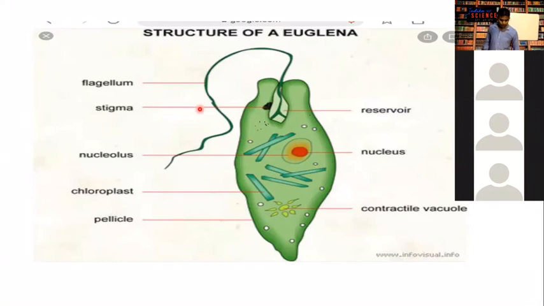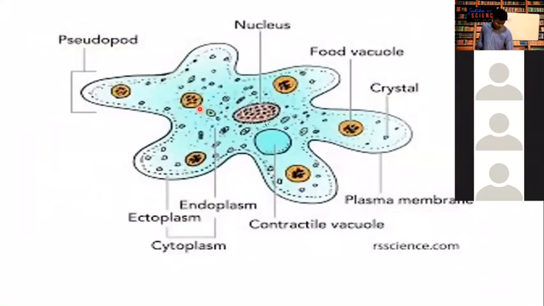Flagellum, they also have it for locomotive purposes, right? Next one, you can complete this in your tutor, some blanks are given there. Next one, amoeba. This is amoeba. The locomotory organ of amoeba is pseudopods. Pseudopod is also a unicellular organism.